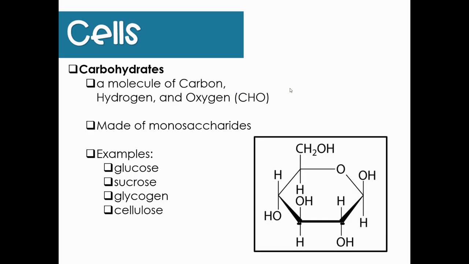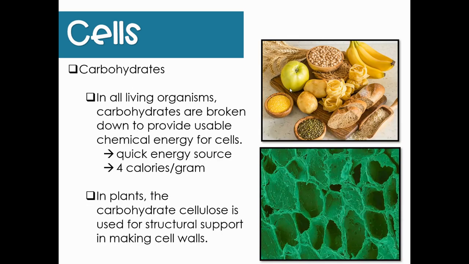So we're going to start with carbohydrates. Remember, carbohydrates are a molecule made of carbon, hydrogen, and oxygen. You can see that in this picture here. This is the structure of one of the carbohydrates. The monomer of a carbohydrate is a monosaccharide, and there's some examples that I posted too: glucose, sucrose, glycogen, cellulose.